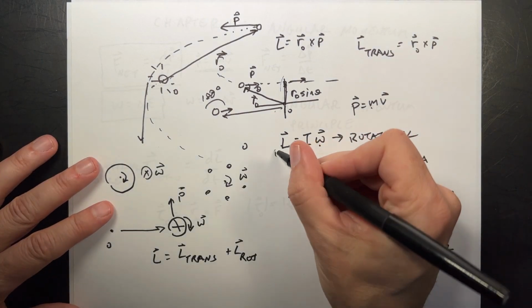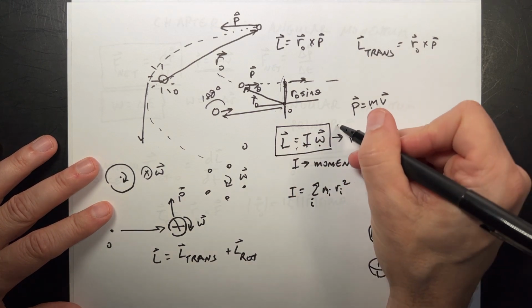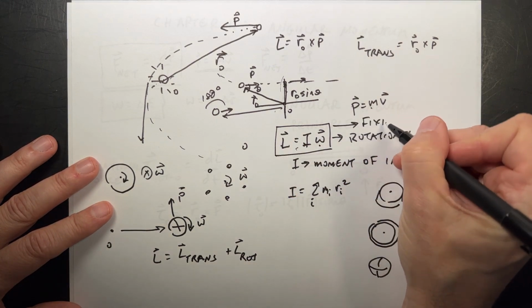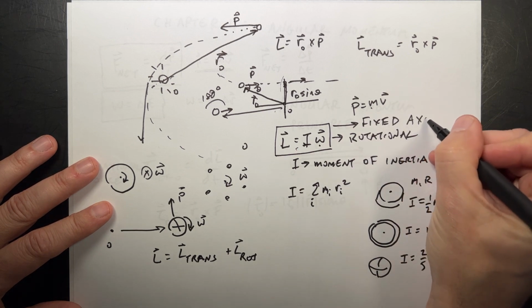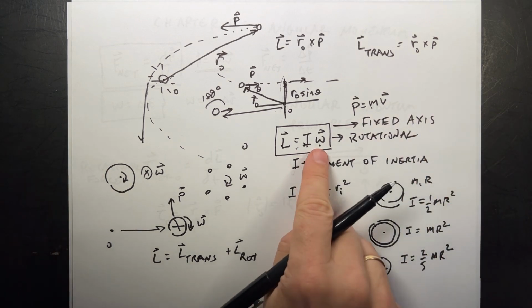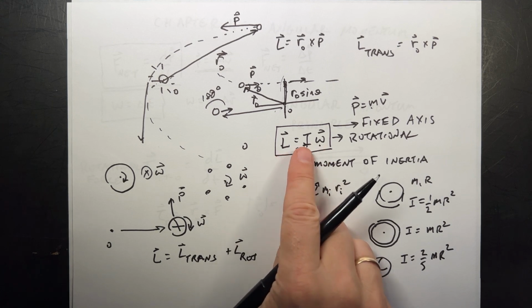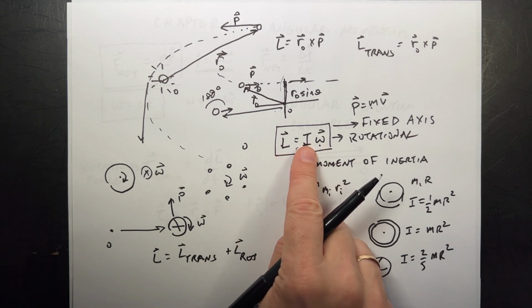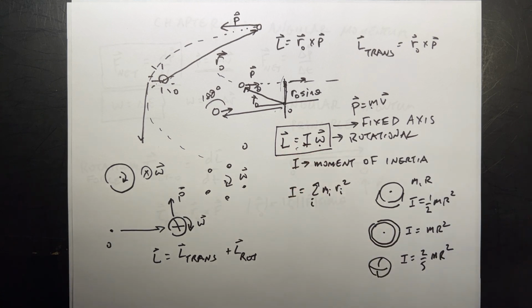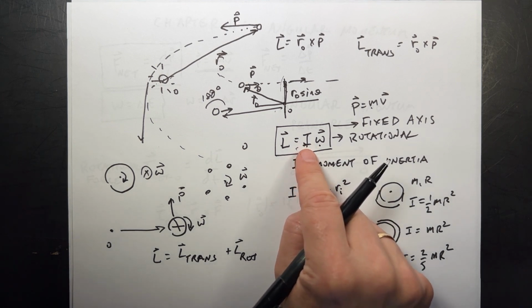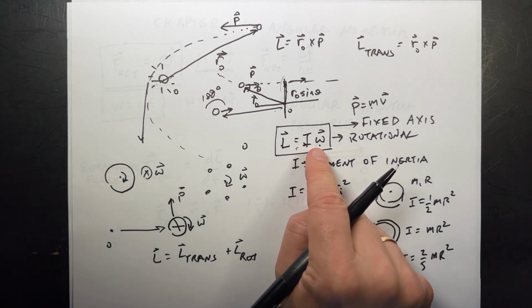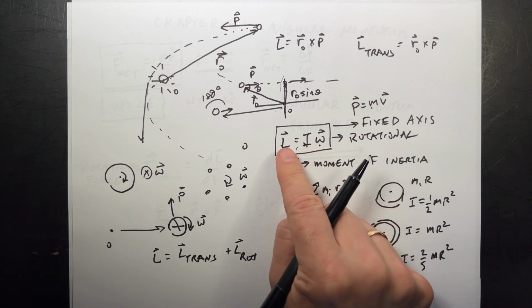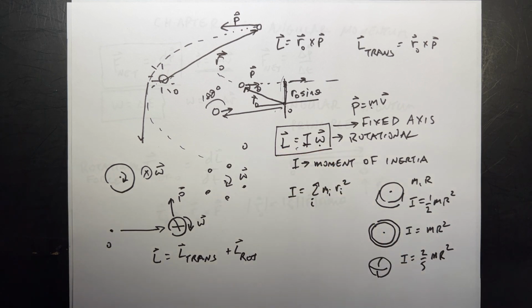Now, just a quick note about this. This is for a fixed axis. This means that the angular velocity and the angular momentum have to be in the same direction because the moment of inertia is a scalar value. If you take another physics class, classical mechanics, you're going to learn that the moment of inertia is not a scalar, it's actually a tensor, and you can have the angular velocity and the angular momentum in different directions. It makes for some really cool things that can happen, but we're not going to do that in this particular course.